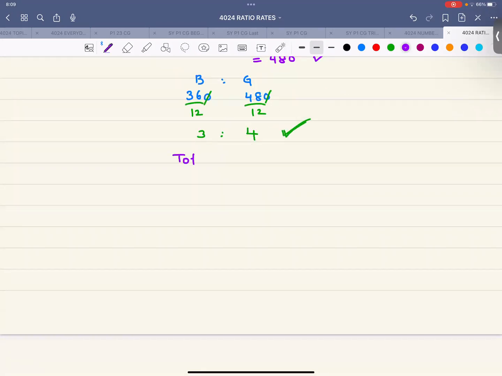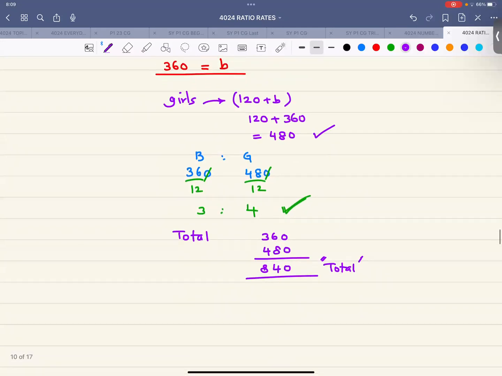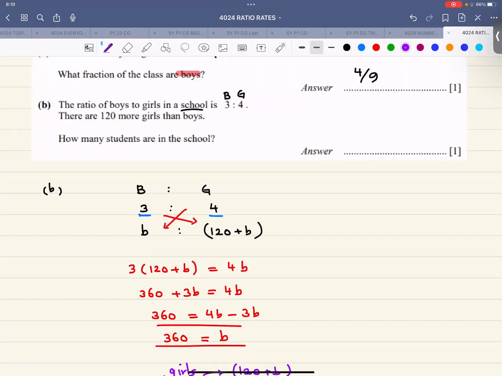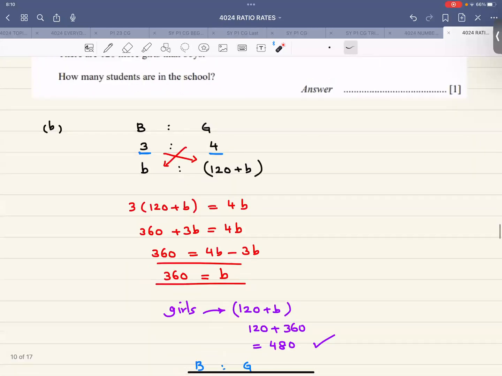The question is, what is the total? So 360 plus 480 comes out to be 840. That is the total number of students in that particular school. Now let's double check if everyone is up to the mark. Let me go over it once again. The first part was really basic. The second part is what I'm working on. The ratio of boys to girls in a school is 3:4. There are 120 more girls than boys. So if the boys are B, girls are 120 plus B.